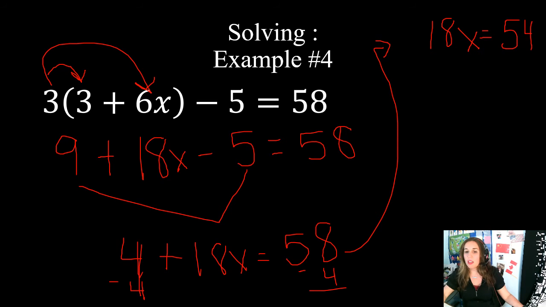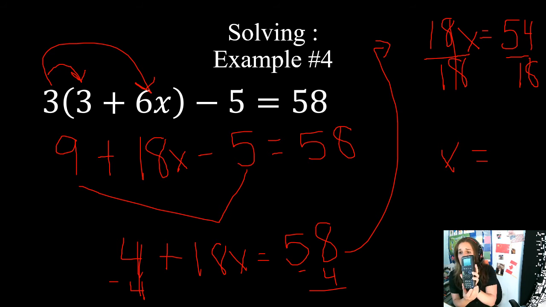So how am I going to get rid of that 18? Well, here 18 is being multiplied by x, so I'm going to divide it. That's the inverse operation. Okay. And I have to, of course, do it to both sides. That gives me x equals 54 divided by 18. If you might just know it. If you don't, you plug it into your calculator. 54 divided by 18, and that gives me 3.